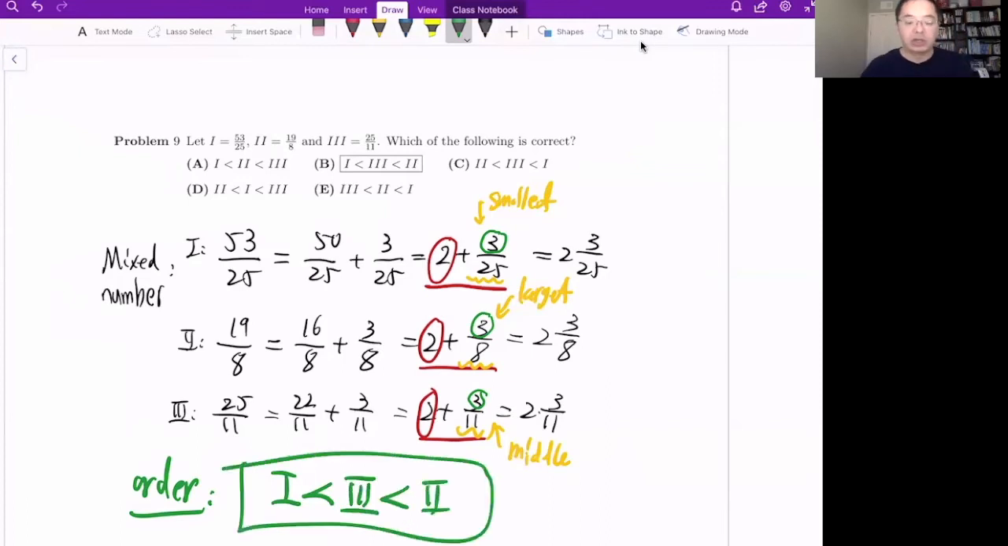Okay? So here the point is, if you just look at the fractions as they're given in the first place, it's not so clear which one is bigger and which one is smaller. But if we write them as mixed numbers, or separate them into an integer part and a proper fraction part, we can quickly figure out which one is larger. All right.